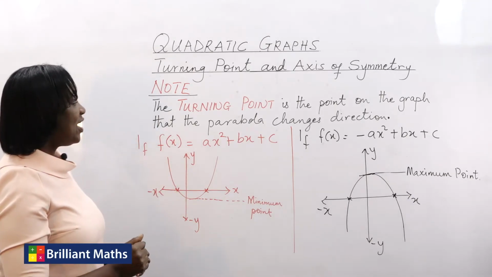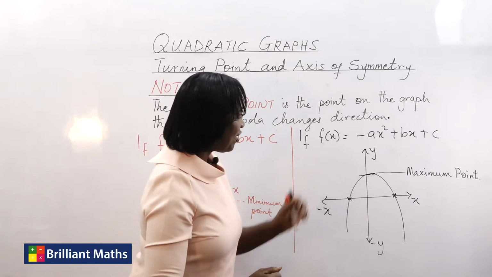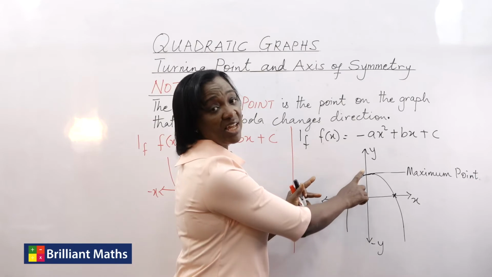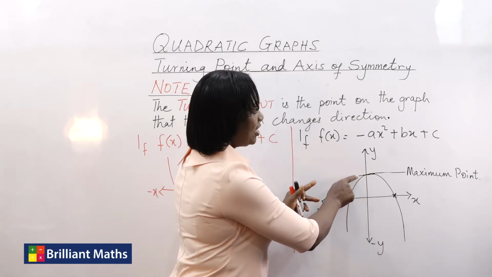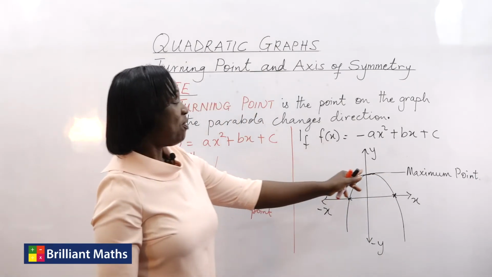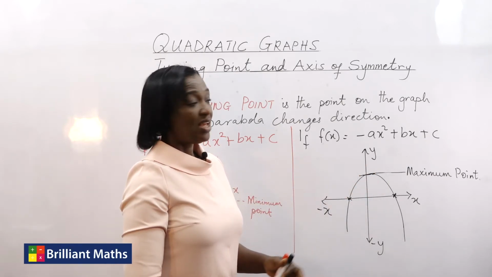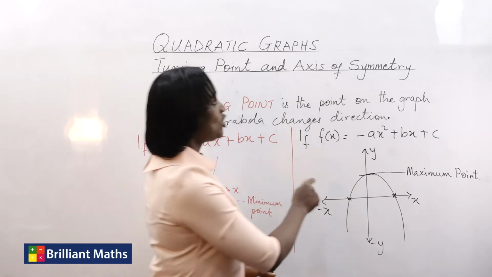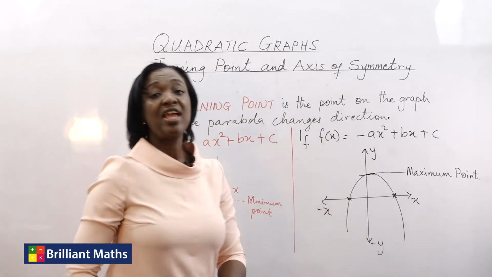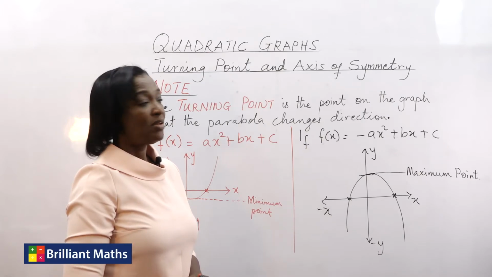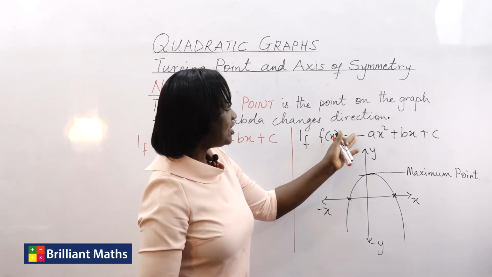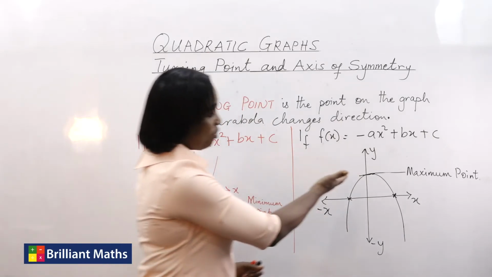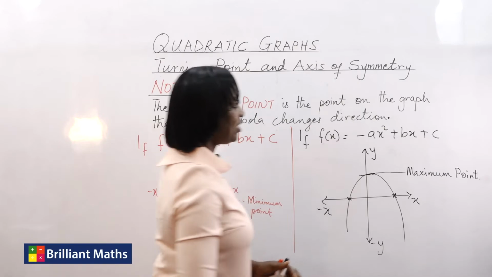In the second graph we have here, that's the turning point. The graph was going up and then suddenly it starts coming down. That's the turning point, and the turning point is a maximum point. It's a maximum point when the coefficient of the quadratic term is negative. The coefficient of the quadratic term is negative, and then you have a maximum point. The turning point is the maximum point there.